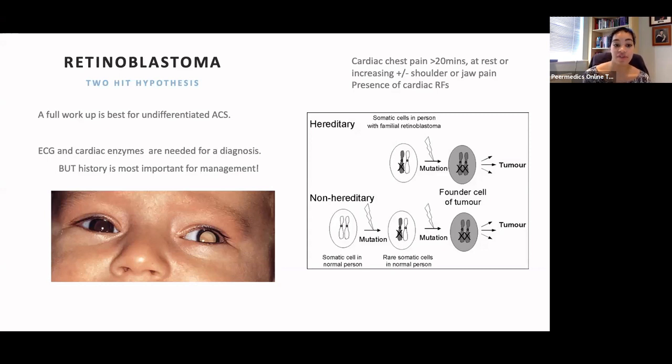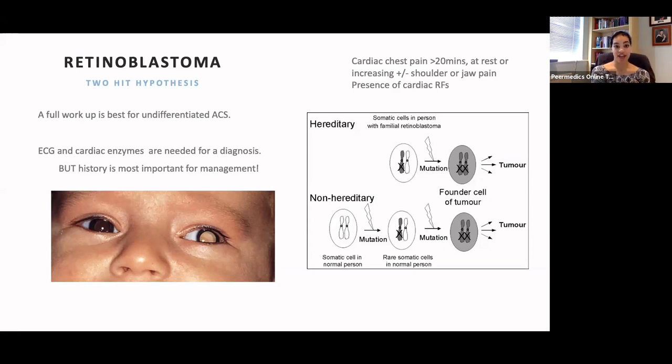So that would need an urgent referral within 2 weeks to see a pediatric oncologist. The reason I've put two-hit hypothesis is this is a really interesting case of genetics. So retinoblastoma is 50-50 hereditary and non-hereditary.